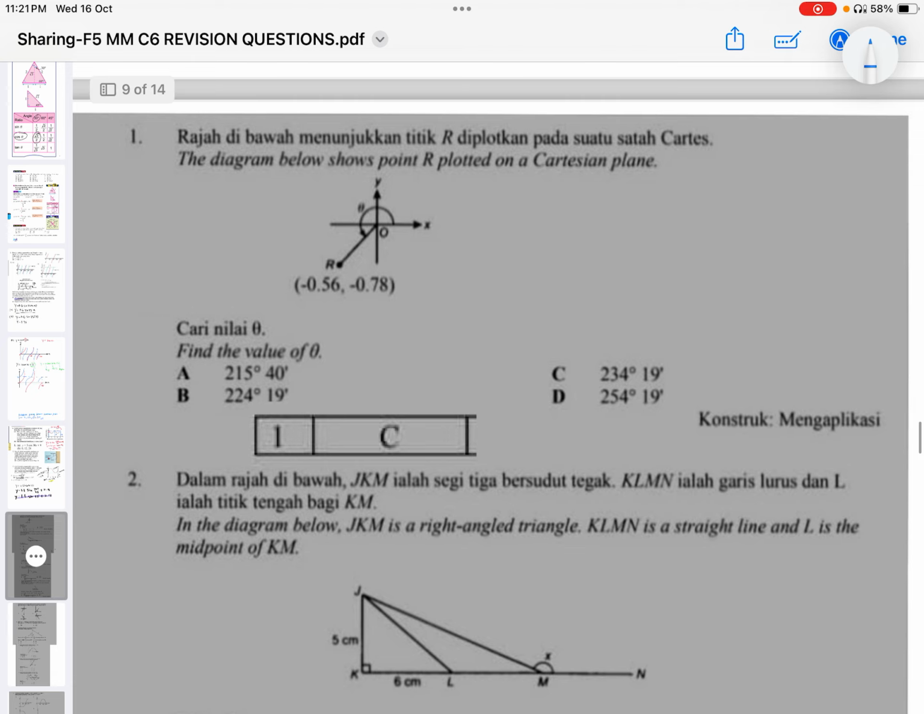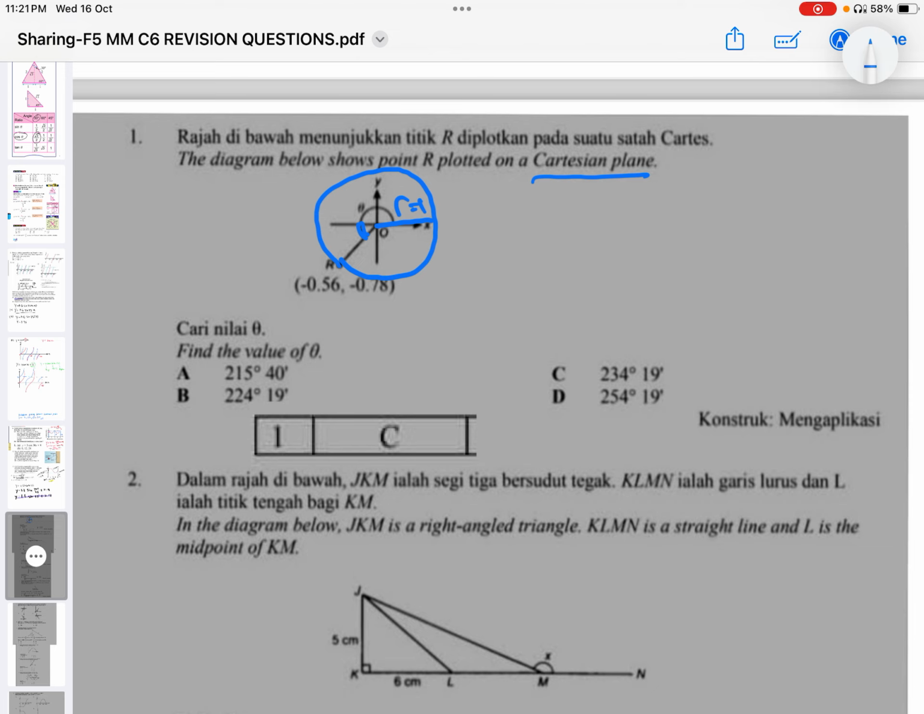Okay, for the first question, the diagram below shows point R plotted on a Cartesian plane. When stated using a Cartesian plane, usually it's a unit circle with a radius of r equals 1. By using this method you can find the polar coordinates. Using the polar coordinates you can find the corresponding angle, which is this part.